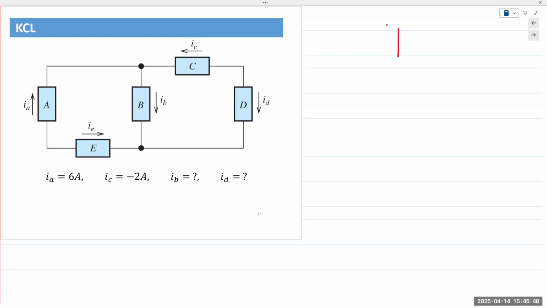So simply stated, if you have a node like this, IA, IB, IC, and ID. Typically what I do is, if I want to write an equation, I will put an equal to sign and I will take all the currents that are entering a node and put them on the left-hand side of the equation. Entering and exiting or leaving.